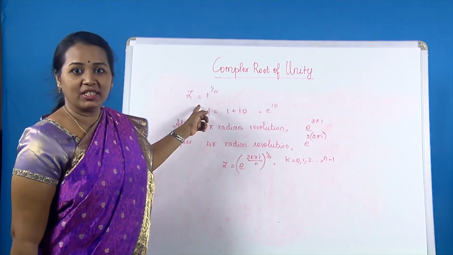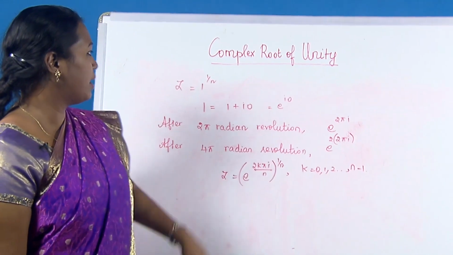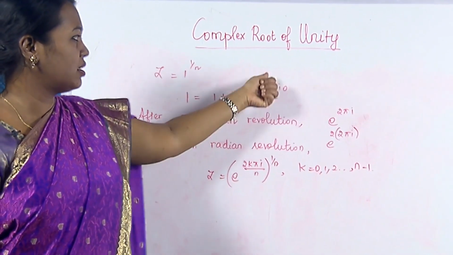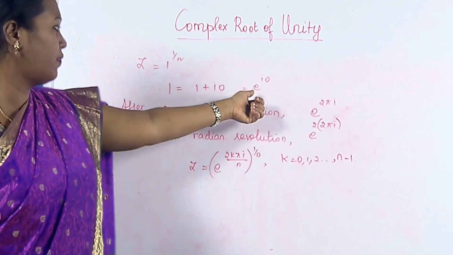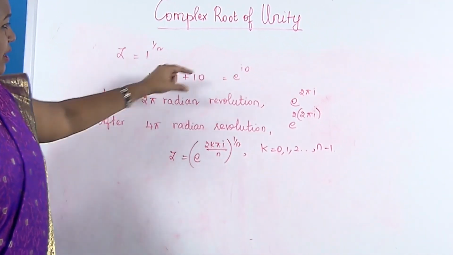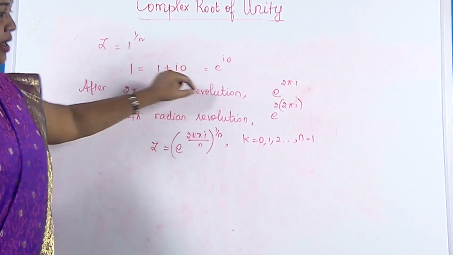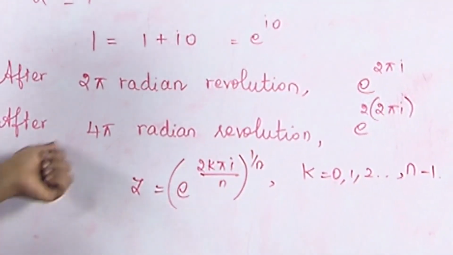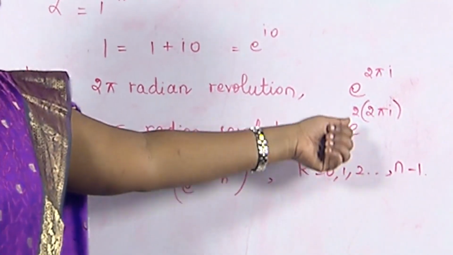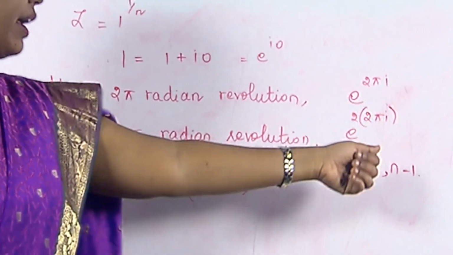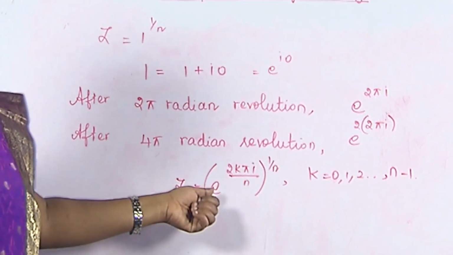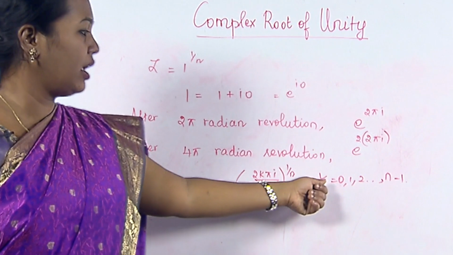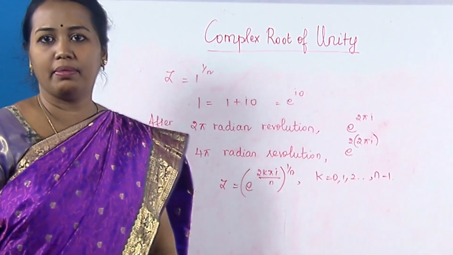So now we come to the general case. Z is equal to 1 power 1 by n, and 1 can be written as 1 plus I0. This is nothing but e power I0, the Euler form. And we realize that when we do a 2 pi radian revolution, we get e power 2 pi I, and after a 4 pi radian revolution it becomes e power twice of 2 pi I. So in general, Z is equal to e power 2k pi I by n, the whole power 1 by n, k equal to 0, 1, 2, and so on up to n minus 1.